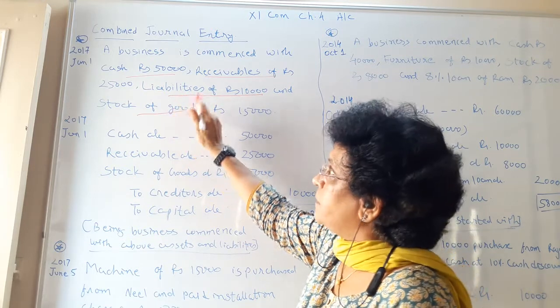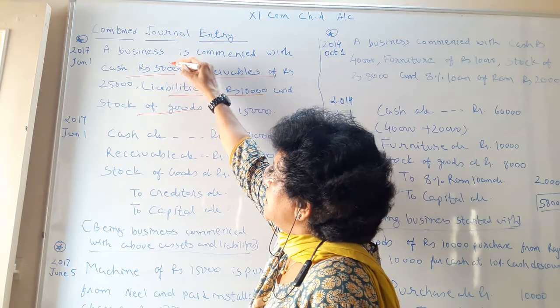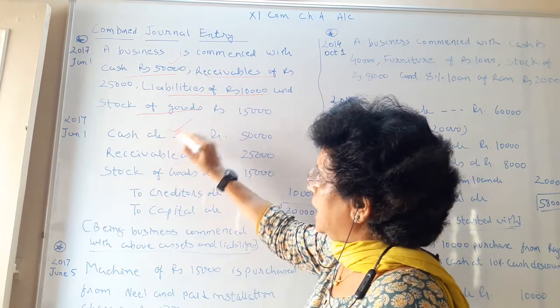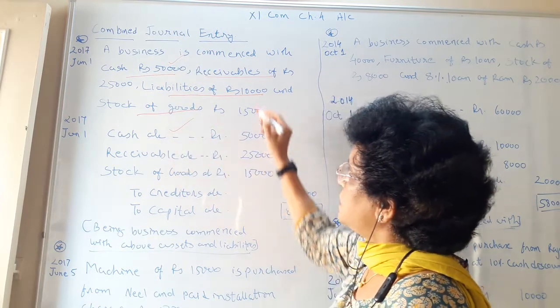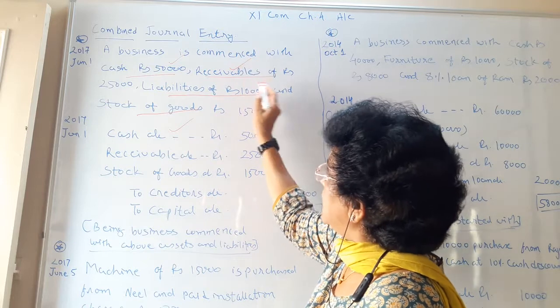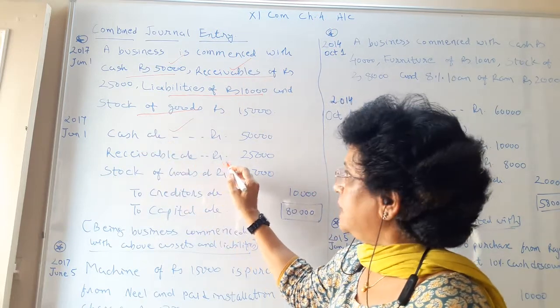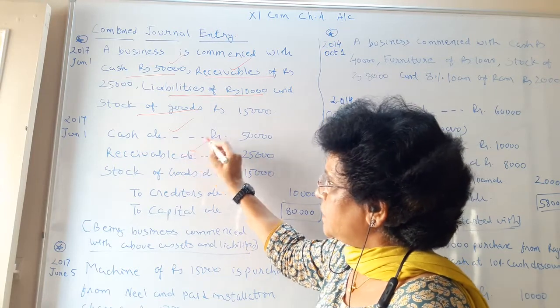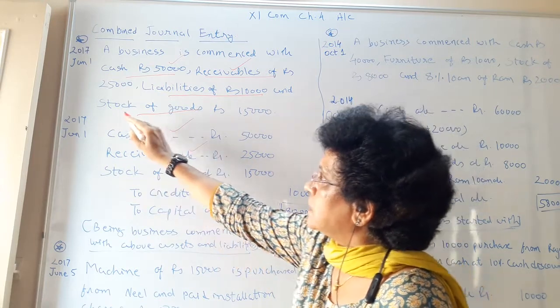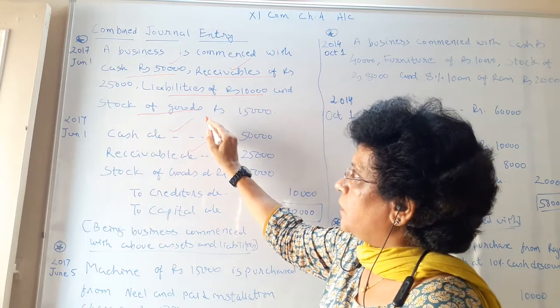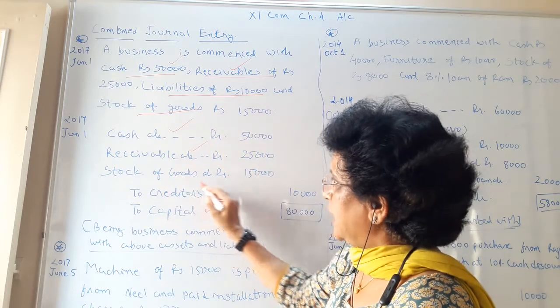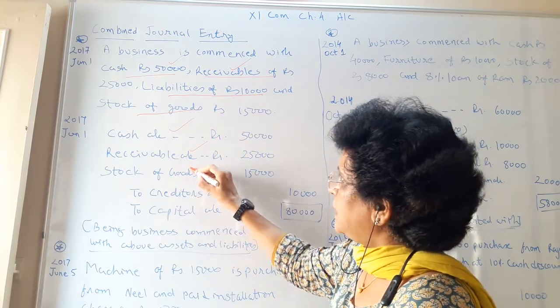So let us see. When cash comes into the business, cash is to be debited, so we are debiting cash account 50,000. Receivables also are debited because receivables have a debit balance, rupees 25,000. Stock of goods is a real account, debit what comes in. So we are debiting rupees 15,000.